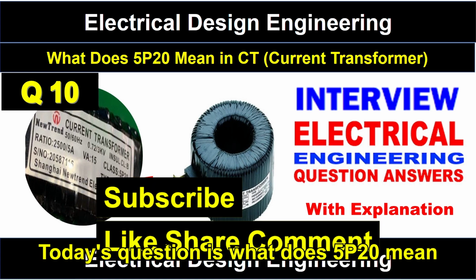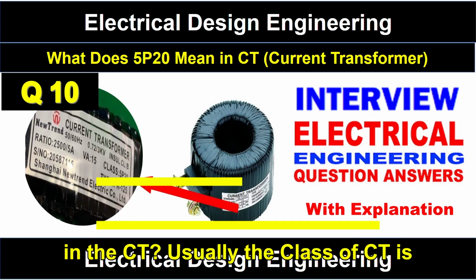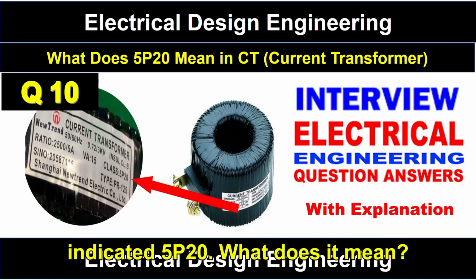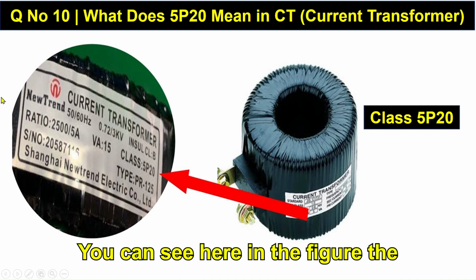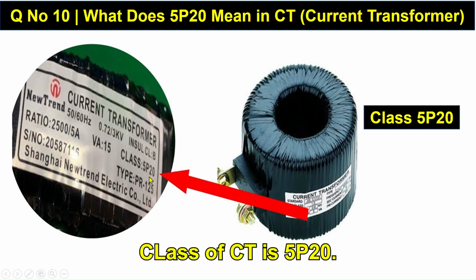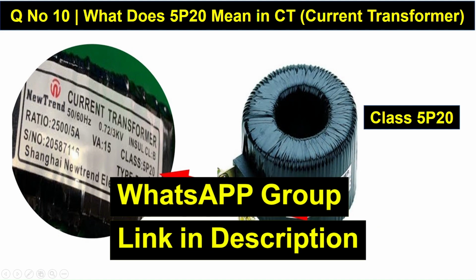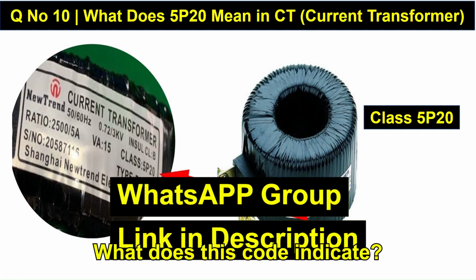Today's question is, what does 5P20 mean in the CT? Usually the class of CT is indicated as 5P20. What does it mean? You can see here in the figure, the class of CT is 5P20. What does this code indicate to us?